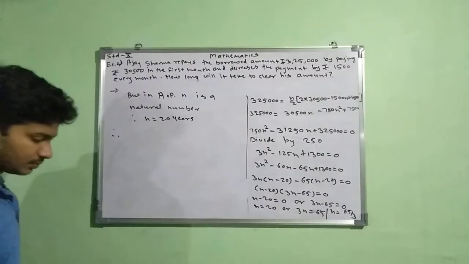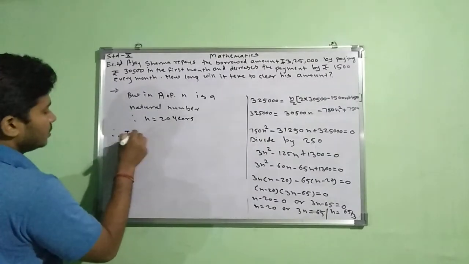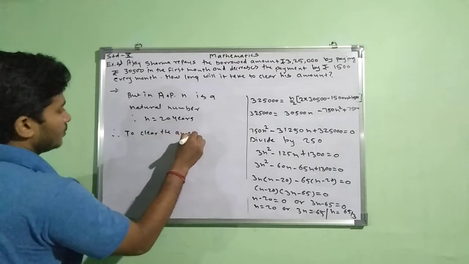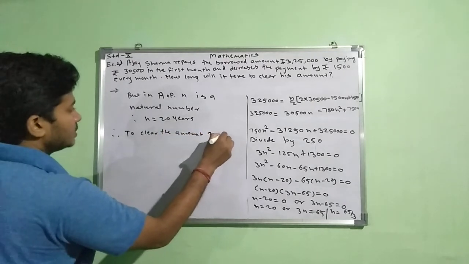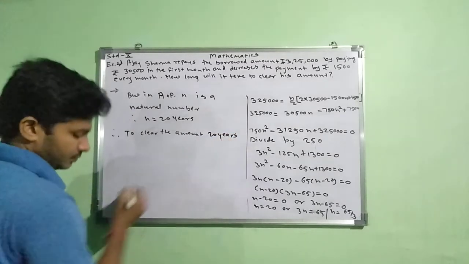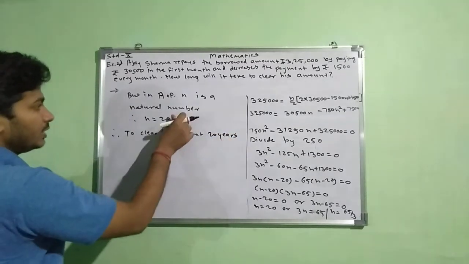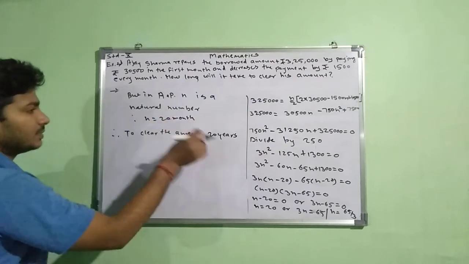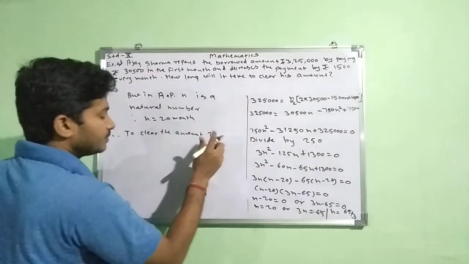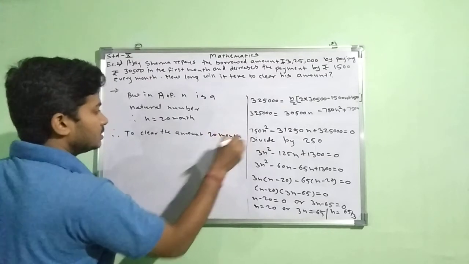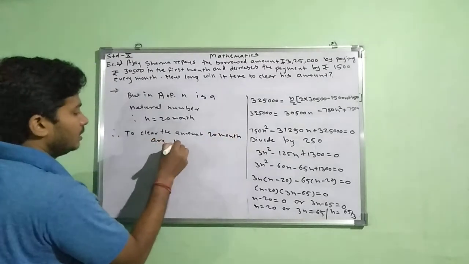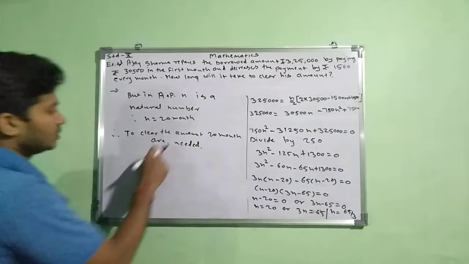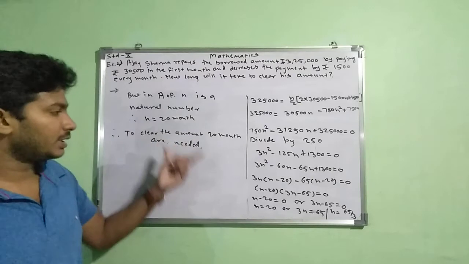Therefore, to clear the amount, 20 months are needed, not years. We have considered n as a month, so that is why 20 months are needed. So this is how we have to solve the given question.